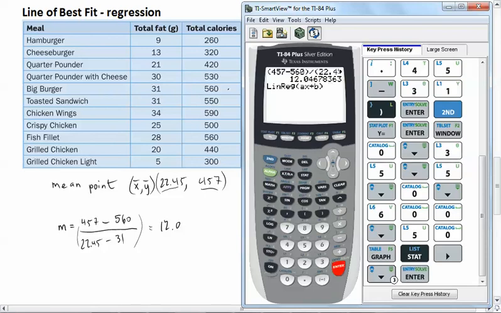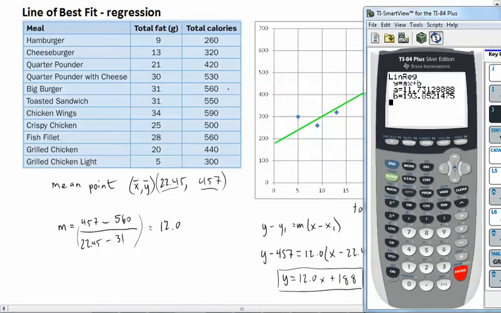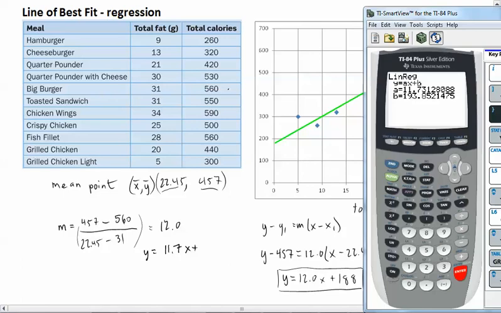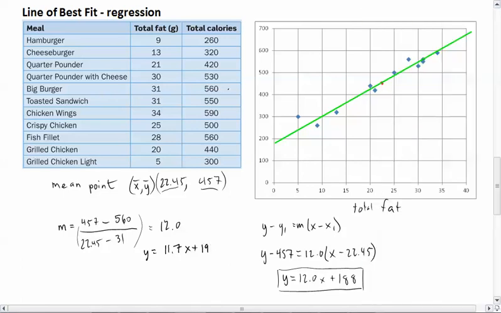Now this is automatically going to use L1 and L2 for your data. Okay, so when we push enter, it'll do the calculations, and notice it came up with a slope of 11.7 and a y-intercept of 193, which is pretty close to what we got, right? Now if you want to put this into your graph, you're going to have to write down the numbers. You should be able to do some type of store or something if you wanted, but y equals 11.7x plus 193.8, so 194, and then you can put that straight into your calculator.